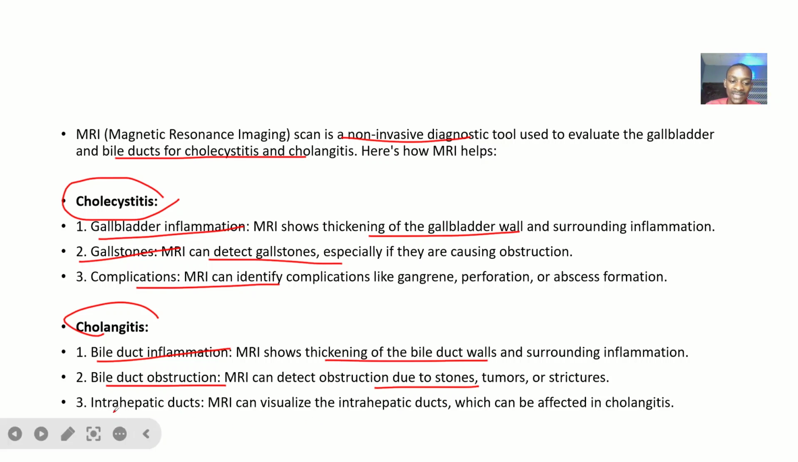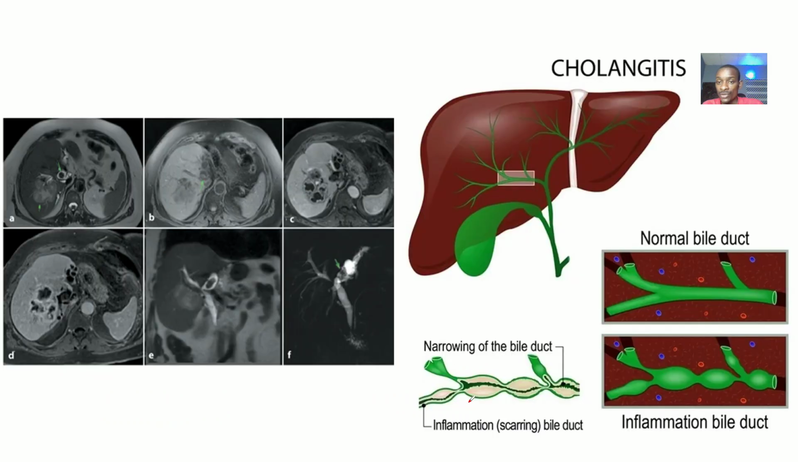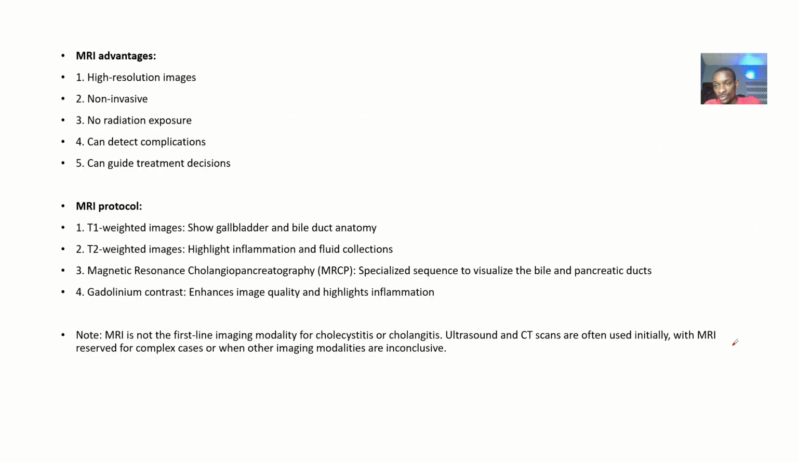MRI can visualize the intrahepatic duct, and these intrahepatic ducts can be affected if there's inflammation of the bile duct. The duct inside is what we call the intrahepatic duct. The duct outside is what we call the extrahepatic duct. So you can see this is cholangitis, a normal bile duct, and you can see that there's an inflammation of the bile duct.